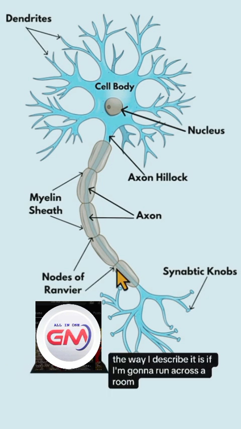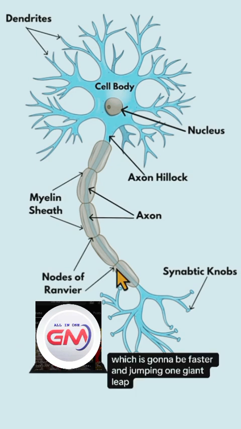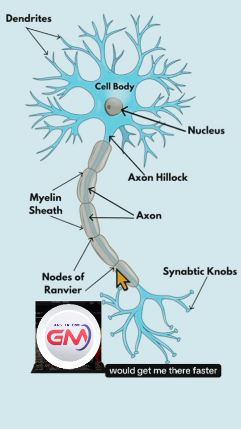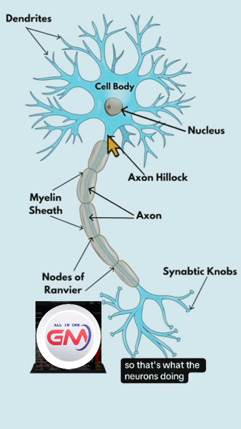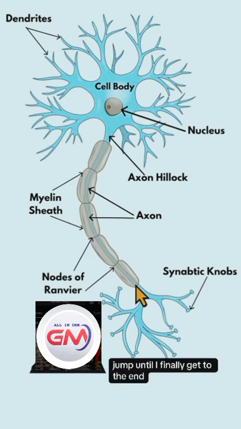The way I describe it is if I'm going to run across a room, can I get there quicker by running across, or if I could do one giant leap to the other side, which is going to be faster? And jumping one giant leap, if I could physically do it, would get me there faster. So that's what the neurons do. We call that saltatory conduction. It's going boom, jump, jump, jump, jump, until I finally get to the end.